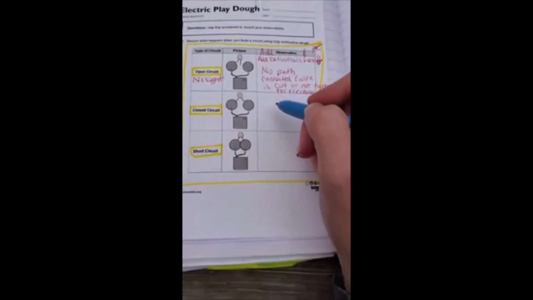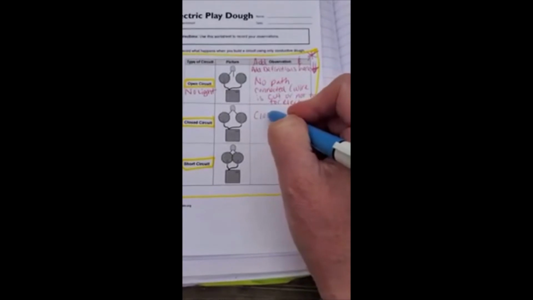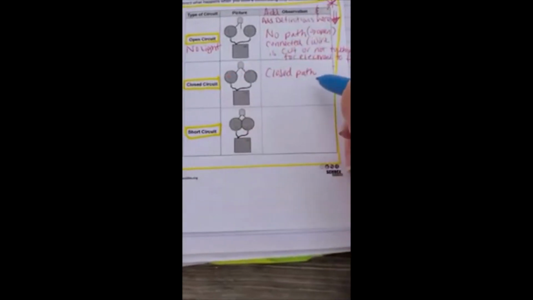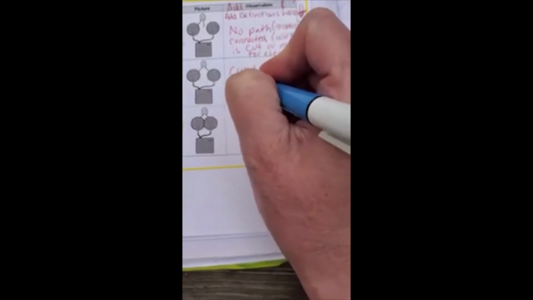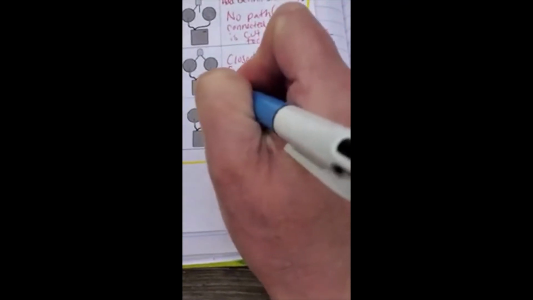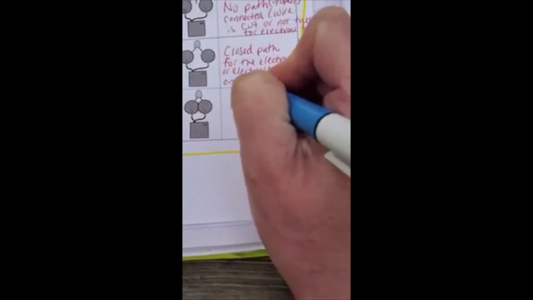So the definition here would be closed path. And actually, we probably should go back up here and not say no path, but like an open, either no path or an open path. Like it's either cut or it's just not fully closed or connected. So closed circuit, closed path for the electrons or electricity to flow on. So I say this is a circle.